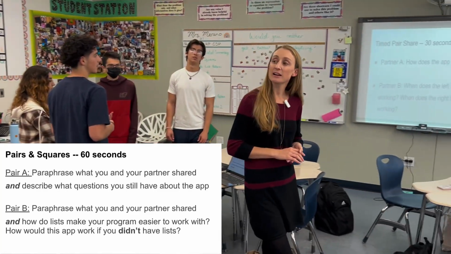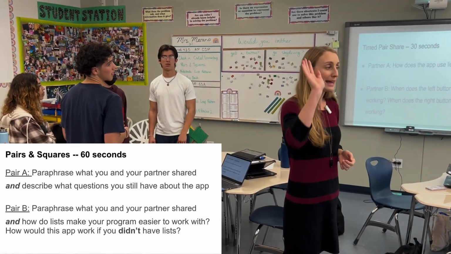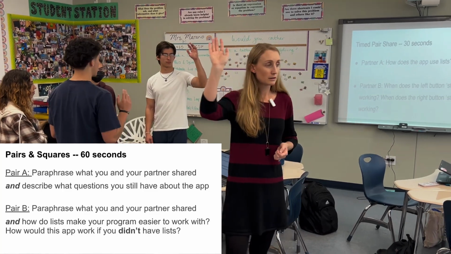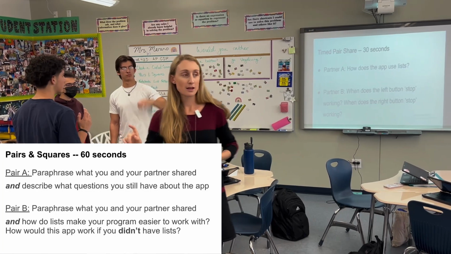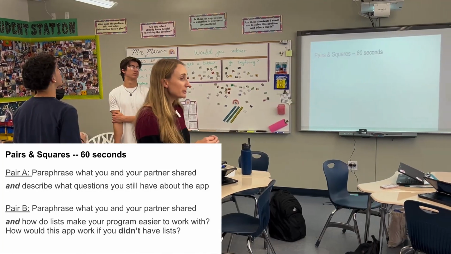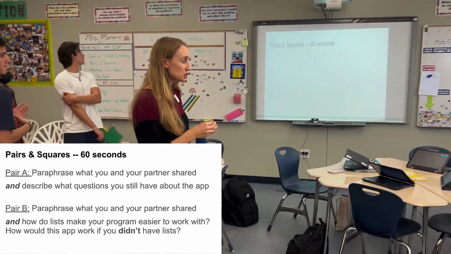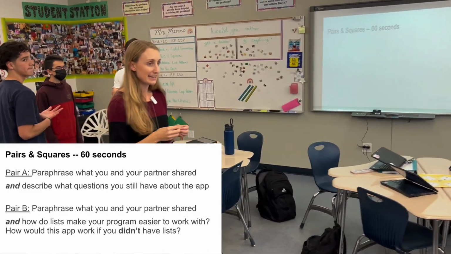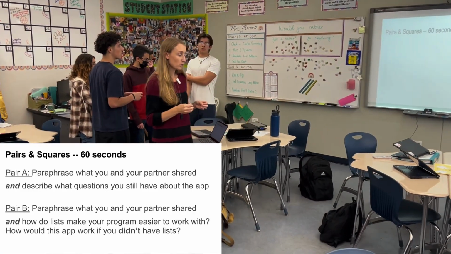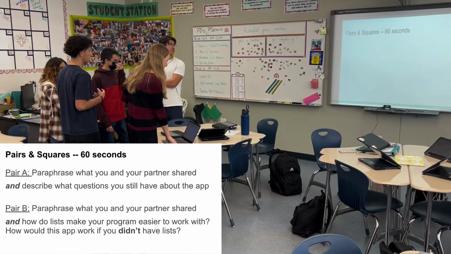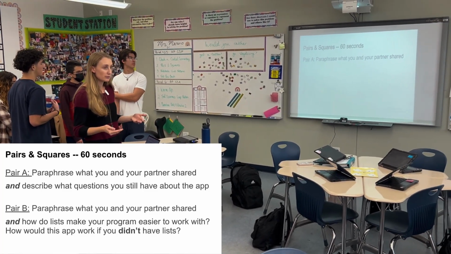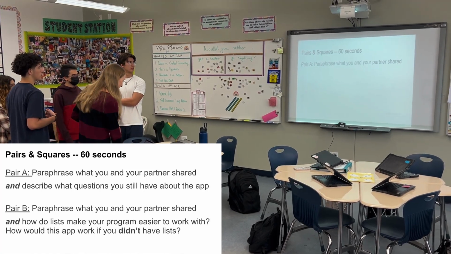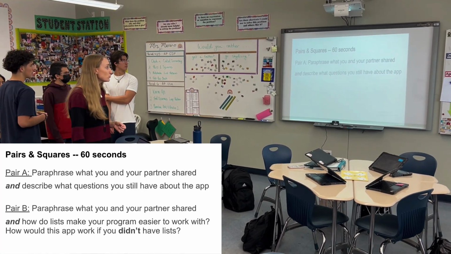All right, pair A. Pair A. Raise your hand. Raise your hand. Pair A. All right. So that partner that you were working with for the last share out, you guys are now going to have 60 seconds. Okay, 1 full minute. And I want you to just kind of summarize, what did you just share about, like as a pair? Okay. And then I also want you to describe what questions you still have about the app.